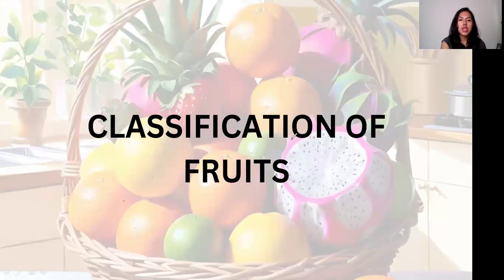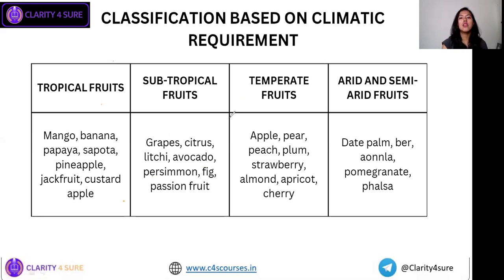Now that we've seen the types of fruits, let us come to the classification of fruits, okay? So here also I have put up only those classifications which are of utmost importance. So first is your classification based on climatic requirement, okay? So we know the three basic types of climate: tropical climate, subtropical climate, temperate climate. So any fruit which grows in the tropical climate, hot and humid climate, those are tropical fruits. Subtropical climate, a bit humid and wet, then it is your subtropical fruits, right?